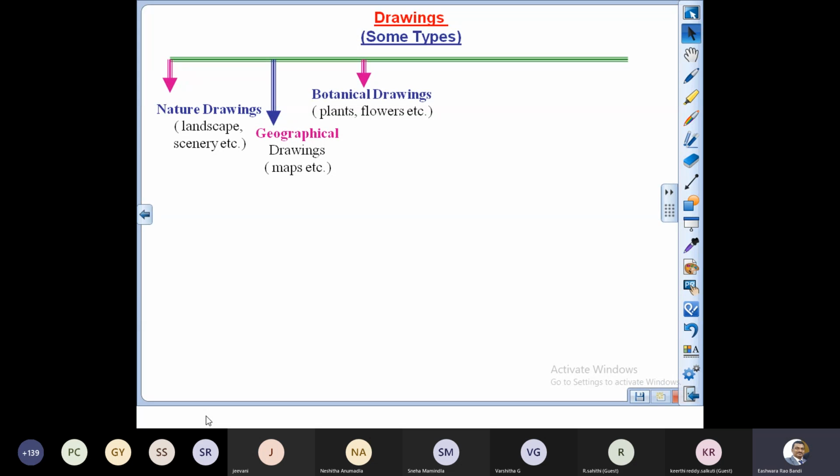And botanical drawings. Previously we have said that the plants or the flowers or whatever it is all come under the botanical drawings. These are all called the freehand drawings.